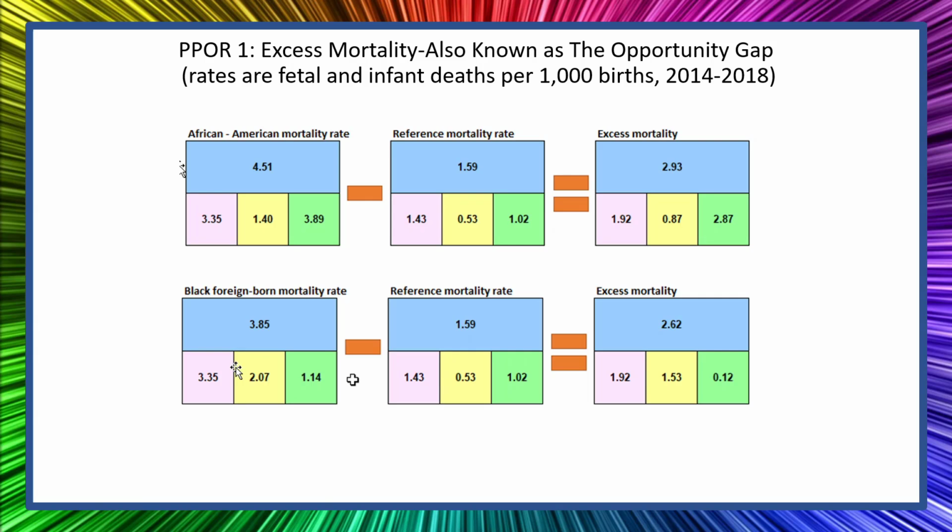In the 2014 to 2018 data, the largest gap for both study groups is the blue box, maternal health prematurity, the very low birth weight babies. And so let's just look at an example.